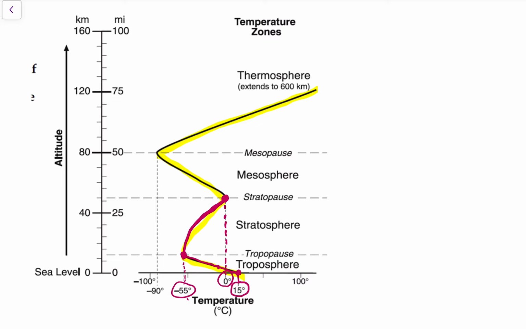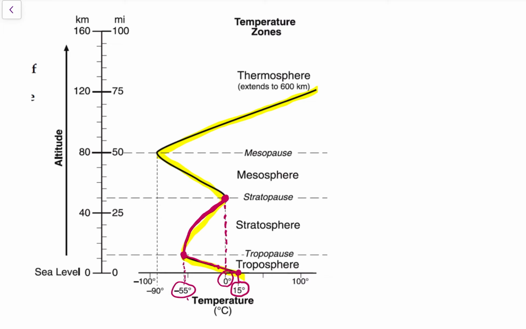So in the stratosphere, the temperature at the bottom was negative 55 degrees. And at the top of the stratosphere, the temperature went up to 0 degrees. So I'm going from a negative number to 0. That means the temperature is increasing. As you move up in the stratosphere, the temperature increases.